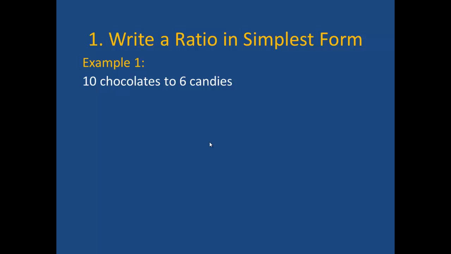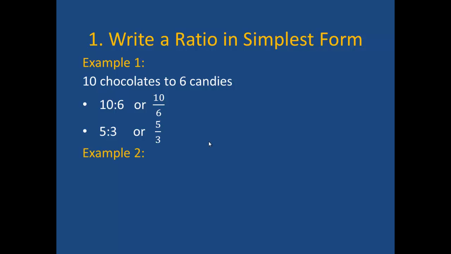The first skill we need to learn is to be able to write a ratio in simplest form. So in this first example, if I have a variety of candy and I have 10 chocolates to every 6 candies, then I can write my ratio as 10:6, which is pronounced 10 to 6, or 10 over 6. It's the fraction 10/6. In order to write this ratio in simplest form, I would divide the 10 and the 6 by 2 and have a ratio of 5 to 3, or 5/3.